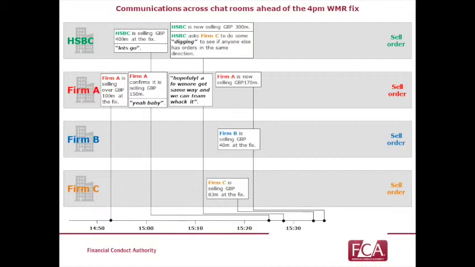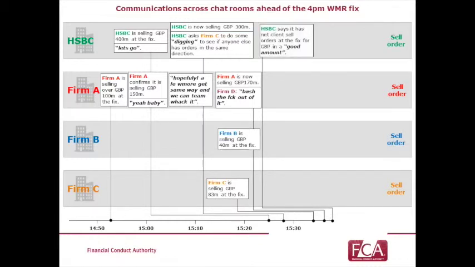Firm A's orders have now increased to 170 million sterling. Firm D does not have any fix orders, but expects Firm A to bash the f*** out of it. In a one-to-one chat, Firm A warns HSBC that another firm, Firm E, was building in the opposite direction to them and would be buying at the fix.